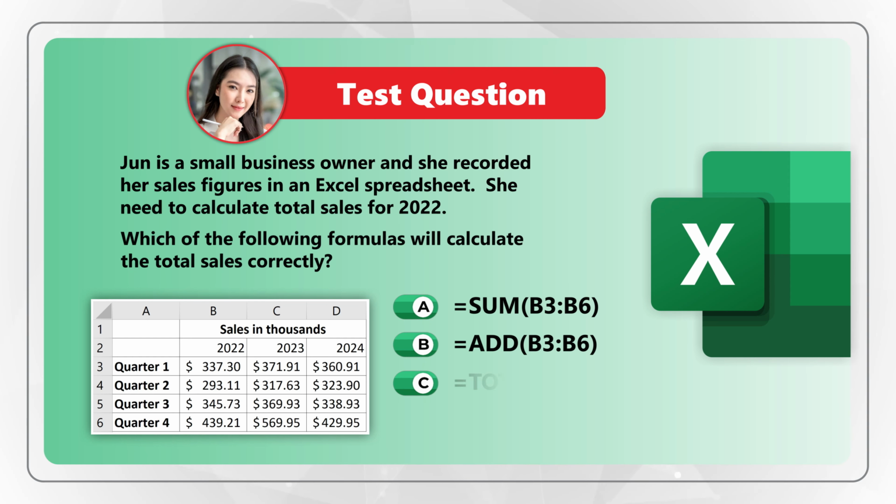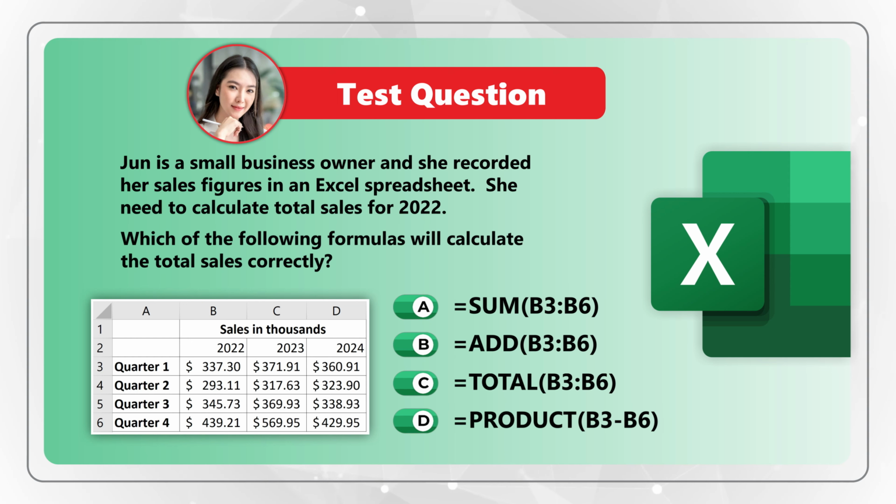Choice C equals total and then in parentheses B3 through B6. And last but not least, choice D equals product and then in parentheses equals B3 minus B6. Do you know the answer?